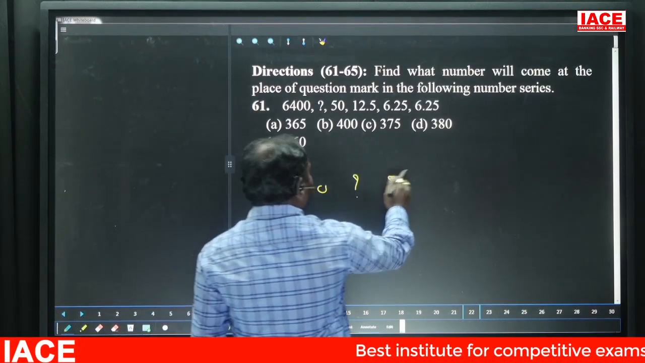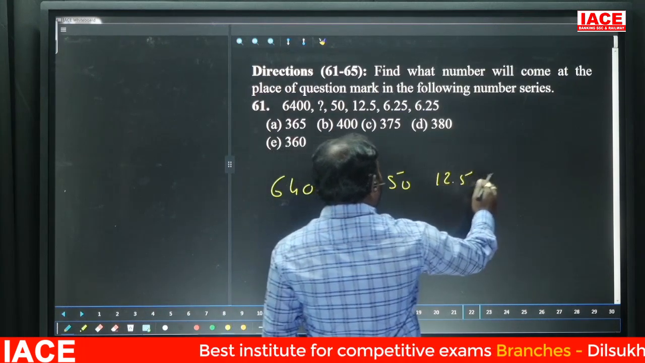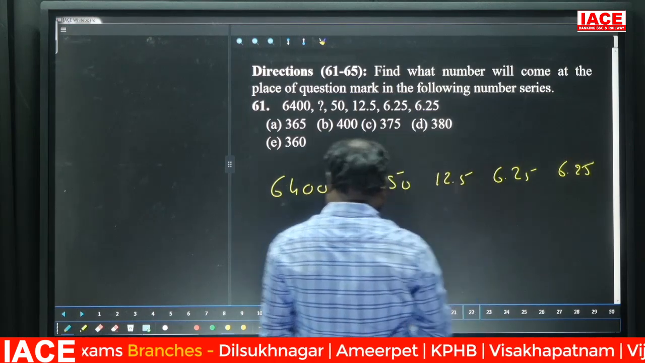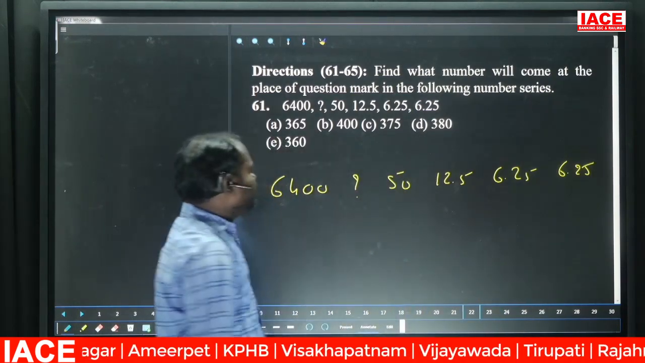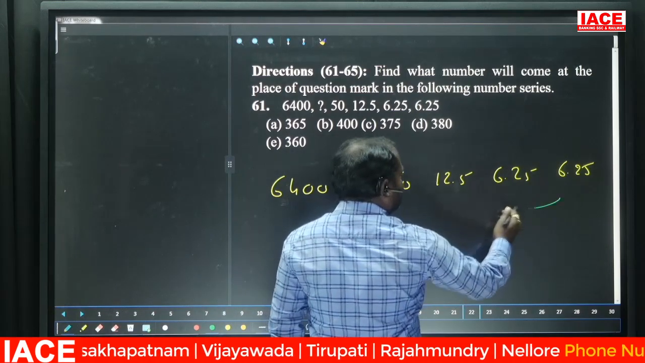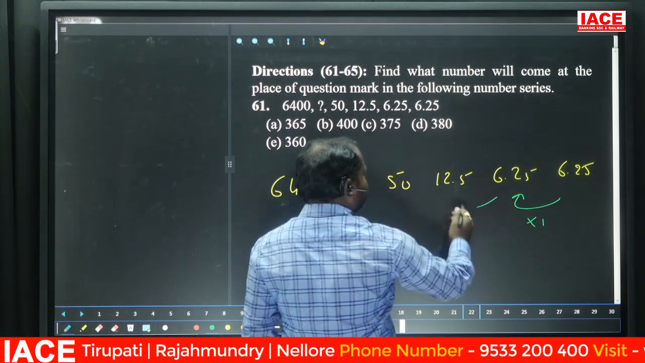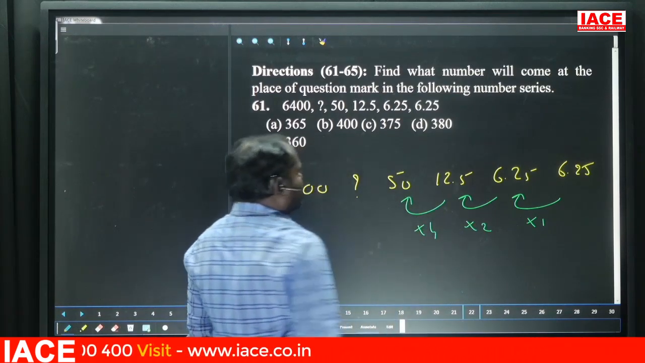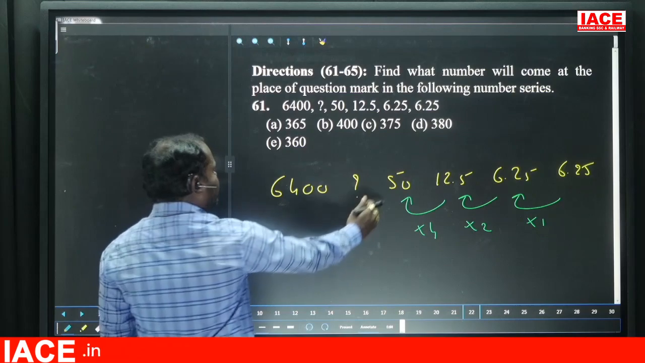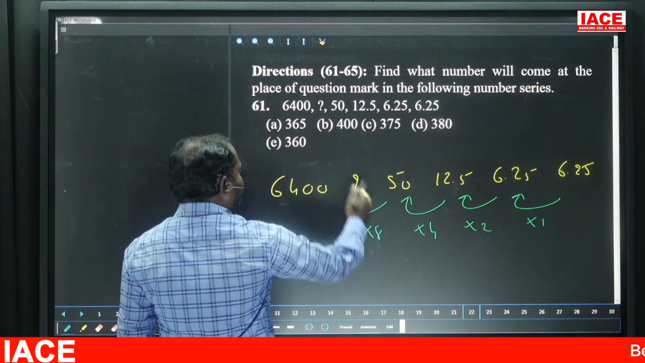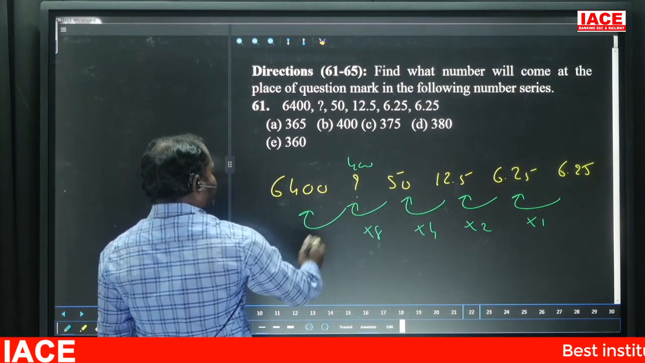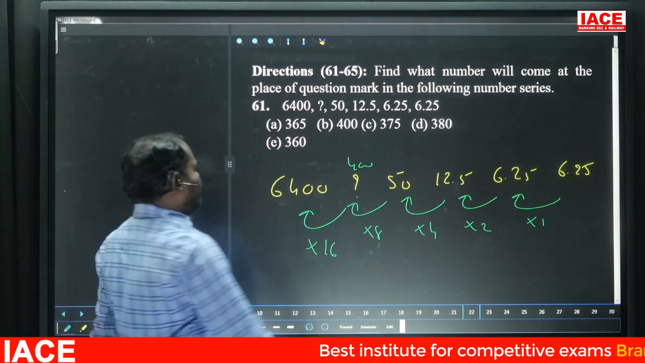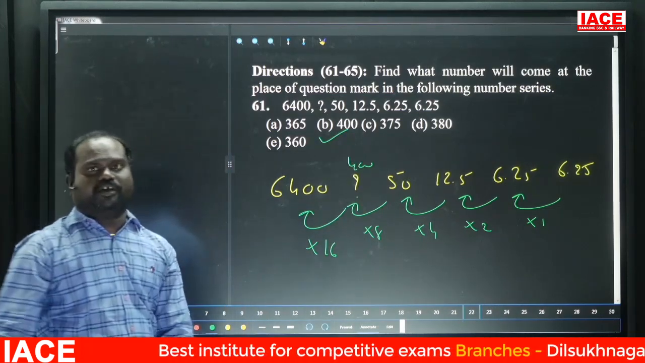6400, question mark, 50, 12.5, 6.25 and 6.25. If you observe here, from here to here, it's multiplied by 1, then 2, then 4, that means it's doubling: 1, 2, 4. Next should be 8. If it is 8, 15 into 8 is 120... 400 into 16 is 6400. So the answer is 400, option B. Option B, 400. Next.